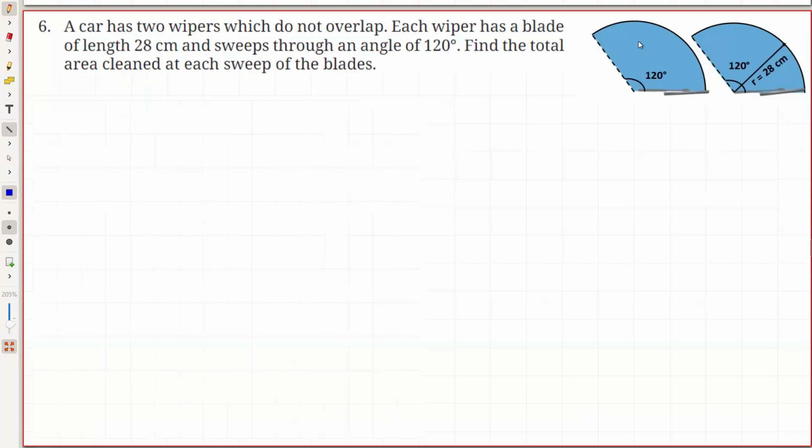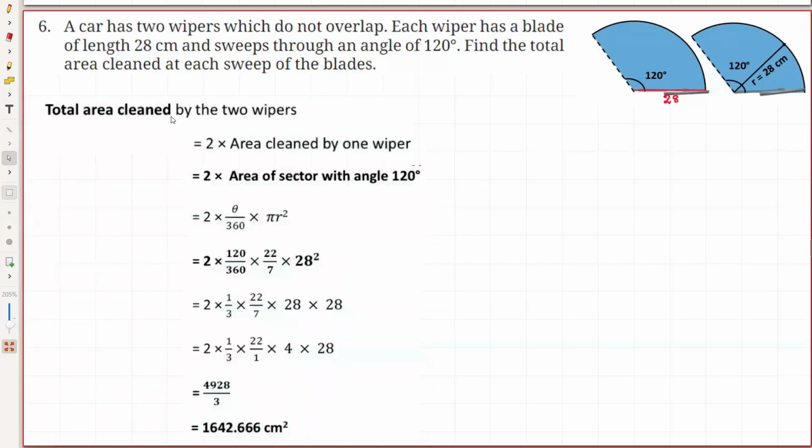So we have two blades, and we have to find the area cleaned for the two blades. The wiping area of the blade will be in the form of a sector. Since we are using two blades, we have to take the sector 2 times. We know the area of the sector formula: theta by 360 into pi r square. The radius is given as 28 and the angle is given as 120 degree. So just apply the formula for the area of the sector.